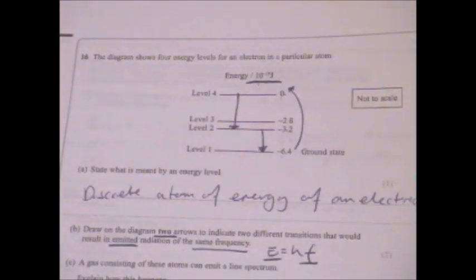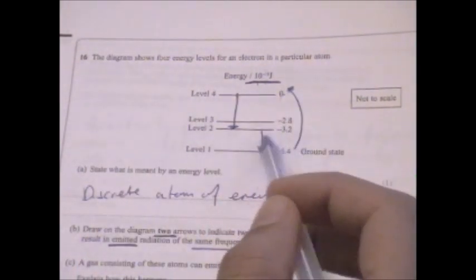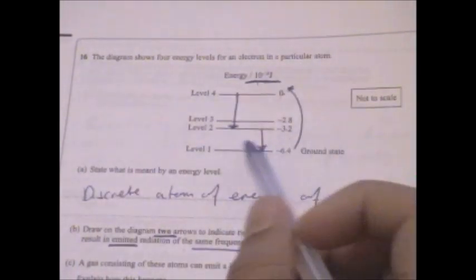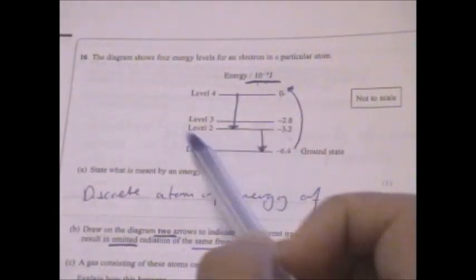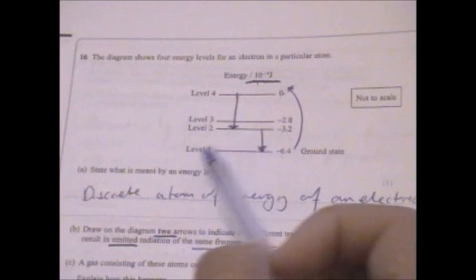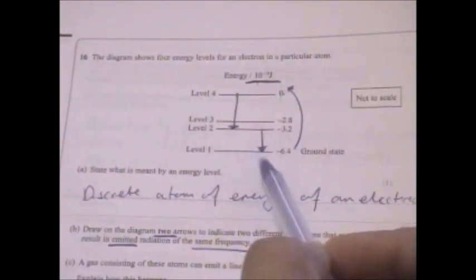Okay, question 16 is about energy levels. The first part shows a diagram of energy levels inside a particular atom. Remember, when it's ionized it goes to the top end of this, and the ground state is the minimum amount of energy that it can have, the lowest energy state. You've also got transitions that can take place here: emission down, absorption up.